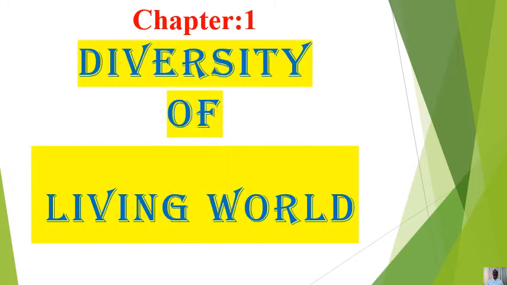The first and foremost chapter in the 11th syllabus is chapter number 1, titled Diversity of Living World. In Diversity of Living World, the first thing we are going to study is the characteristics of living organisms, how they differ from non-living things. Then we'll understand the basic principles of life, followed by basic concepts like herbarium, museum, botanical garden, zoological parks, and the most important one, biodiversity parks.